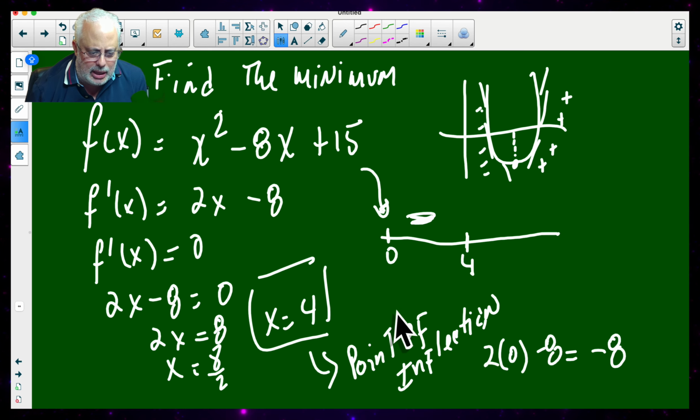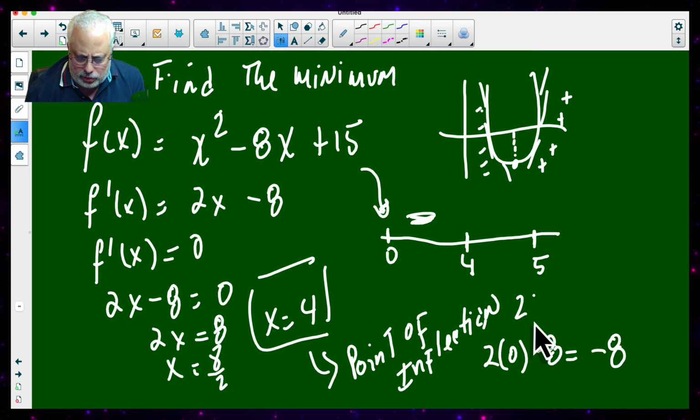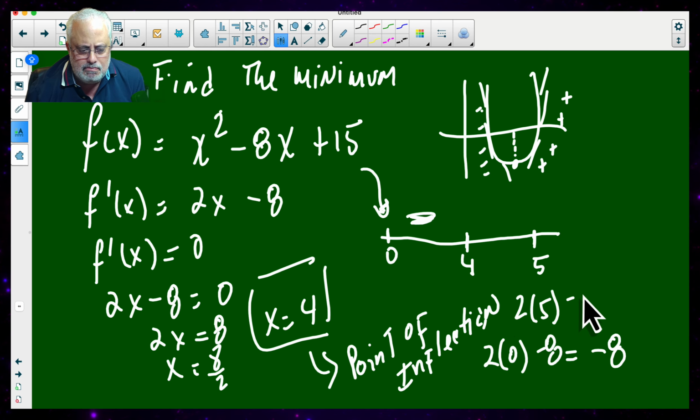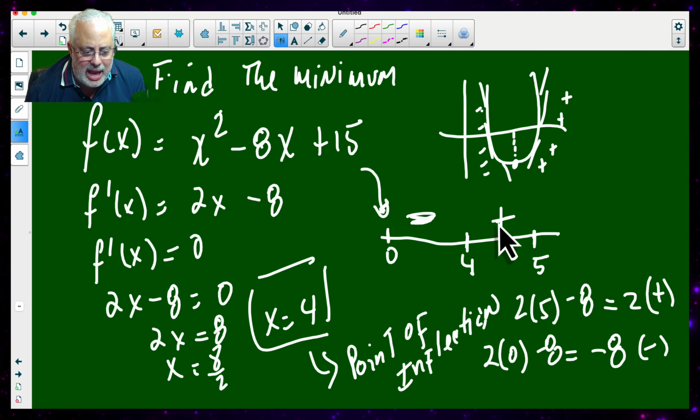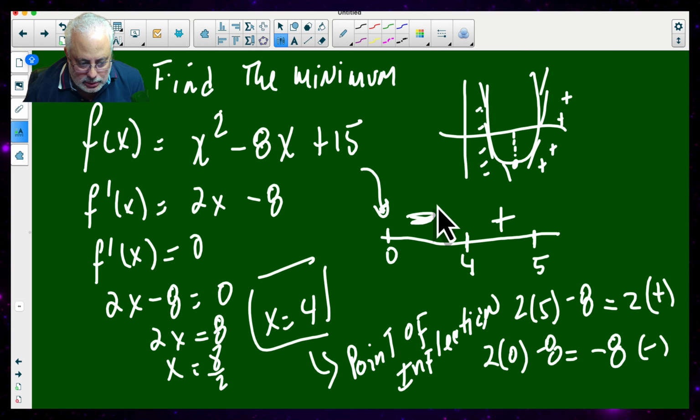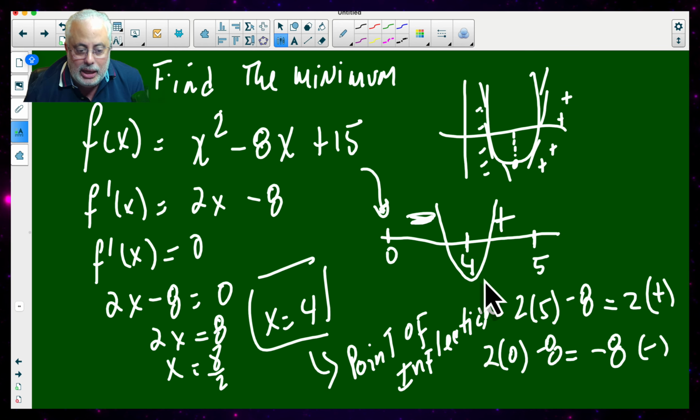And then we're going to pick another value right here next to 4. Let's pick 5, and you evaluate your first derivative at 5, and you have 10 minus 8, and 10 minus 8 is 2, so it's positive. So we have negative and positive. So we have an inflection point, where the slopes of the lines are negative and then positive. We have a minimum value at 4.